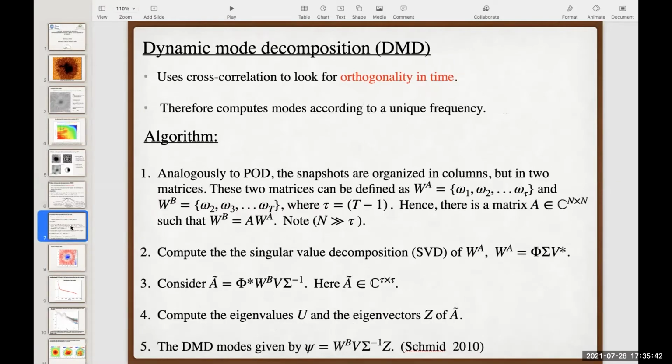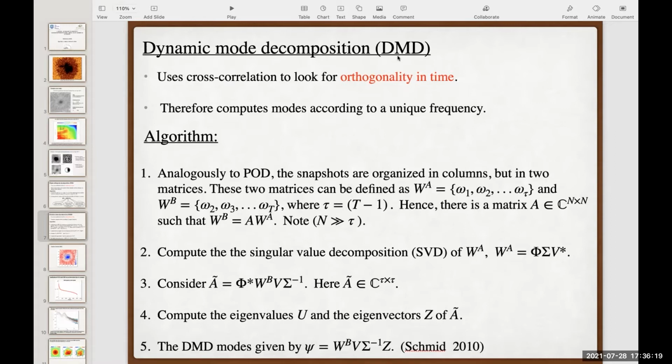The second technique is known as dynamic mode decomposition, and we call it just DMD. It uses a cross correlation to look at the orthogonality in time, whereas the POD looks at the orthogonality in space. So the DMD computes modes according to unique frequencies. Hence, if we have two modes with the same frequency, the DMD will fail to identify both of them. The result will be a superposition of these two modes.